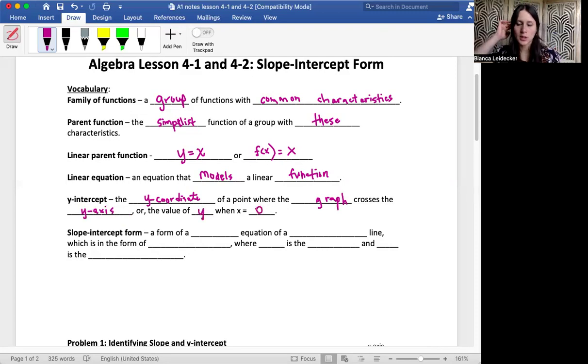We did this a little bit in our previous lesson where we had a standard form and we replaced the y with 0 and then we solved for x. Then we did the opposite.